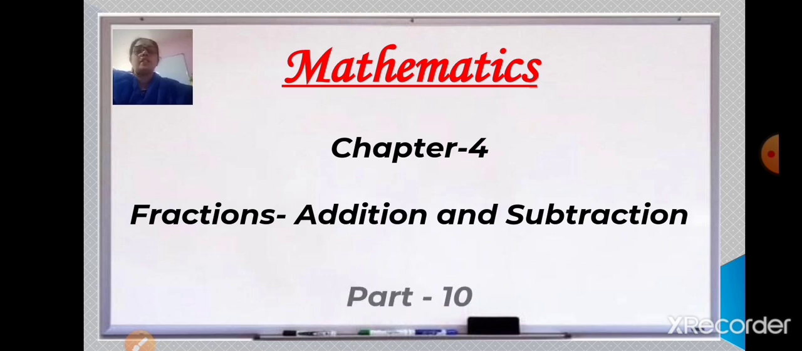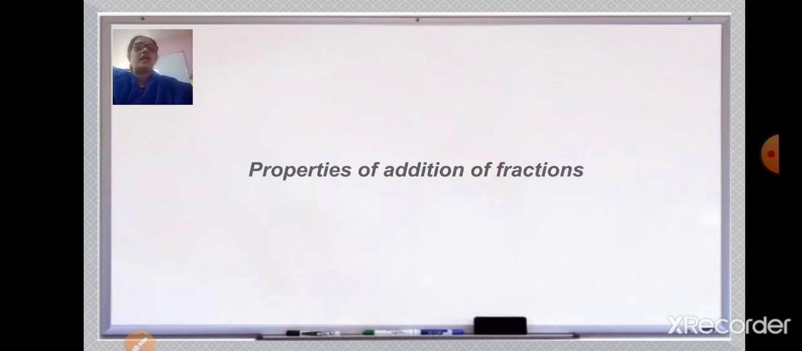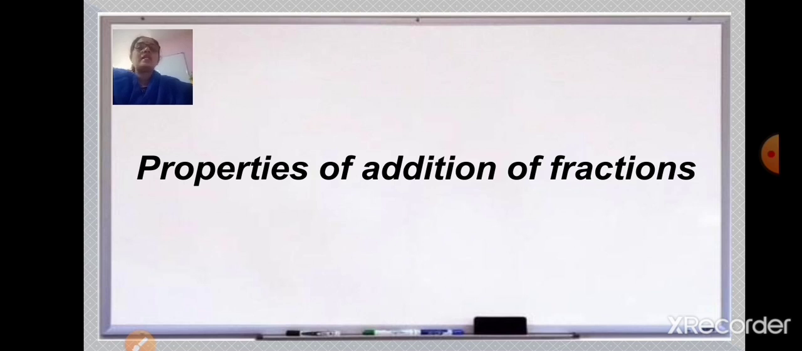Part 10. Okay, now children, in the last class we have already studied about addition and subtraction of two unlike fractions. So today let us know more about the properties of fractions and how to simplify fractions. Now let us start with the properties of addition of fractions.